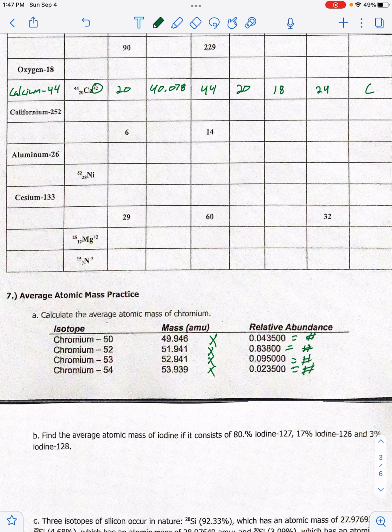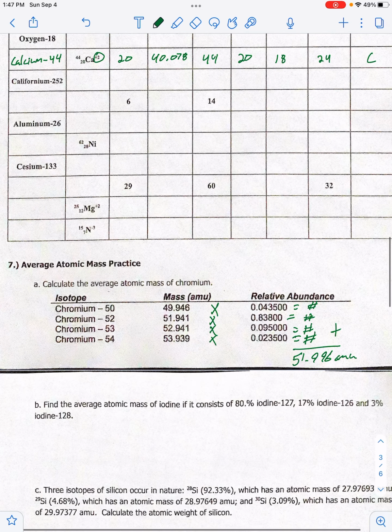Now, once you have all the numbers, you're not done yet. So don't stop at this step. Once you have all those numbers, you would add them up. Once I have all the numbers, the answer ends up coming out to be 51.996 AMU. Now, a good way you can check yourself is look up chromium on the periodic table, and it should be pretty dang close. That's the way you can kind of check yourself.